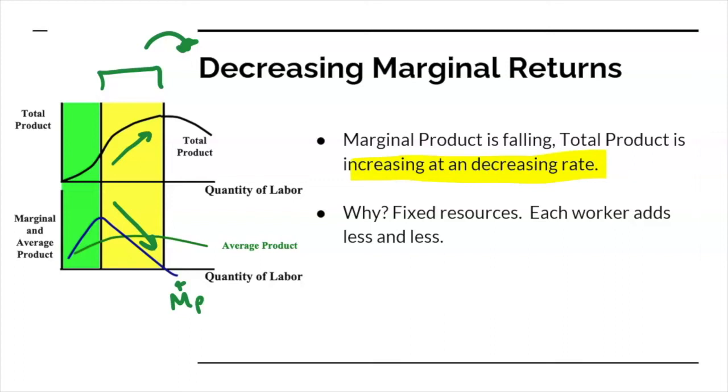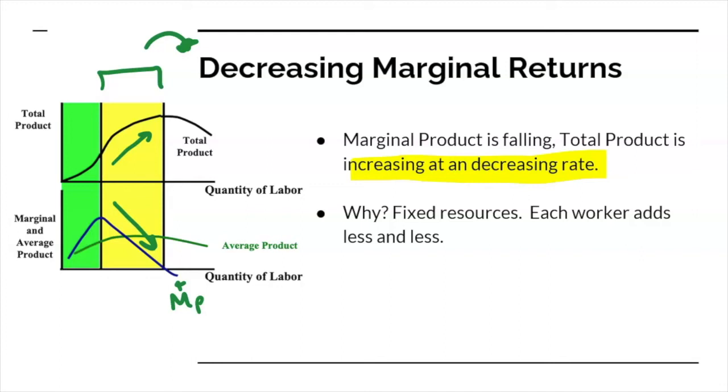Well, it's because of fixed resources. Because workers have already specialized in that first stage of increasing marginal returns, eventually we get to a point where we hire too many workers and they start to get in each other's way. Each worker, at this point, can only specialize so much, and so the marginal product, or what each worker brings to the table, is less and less and less.